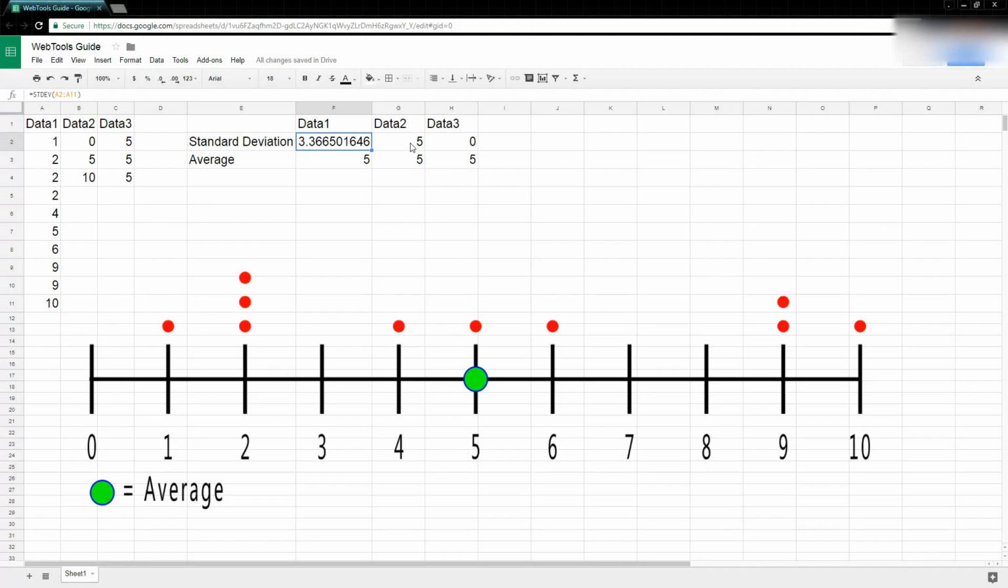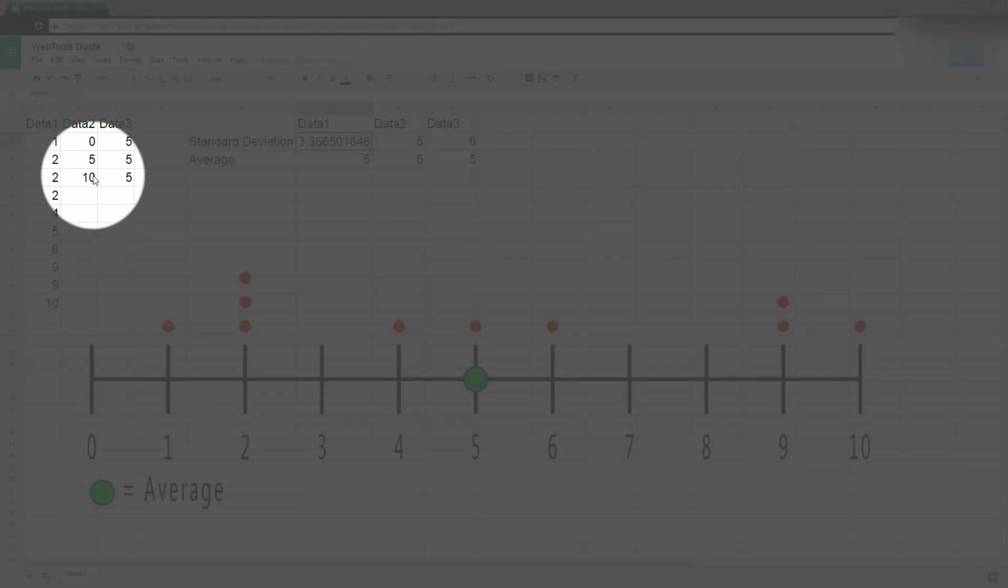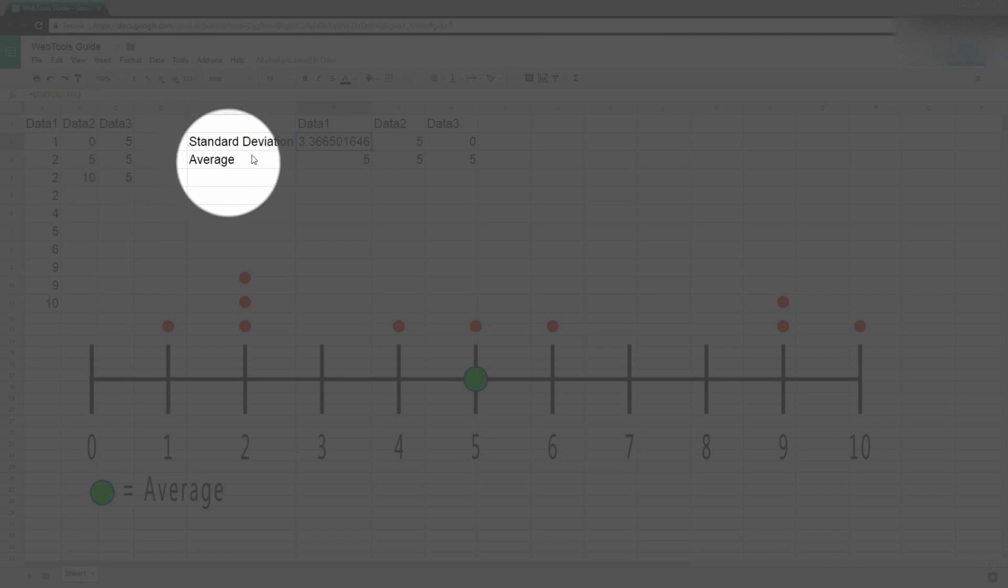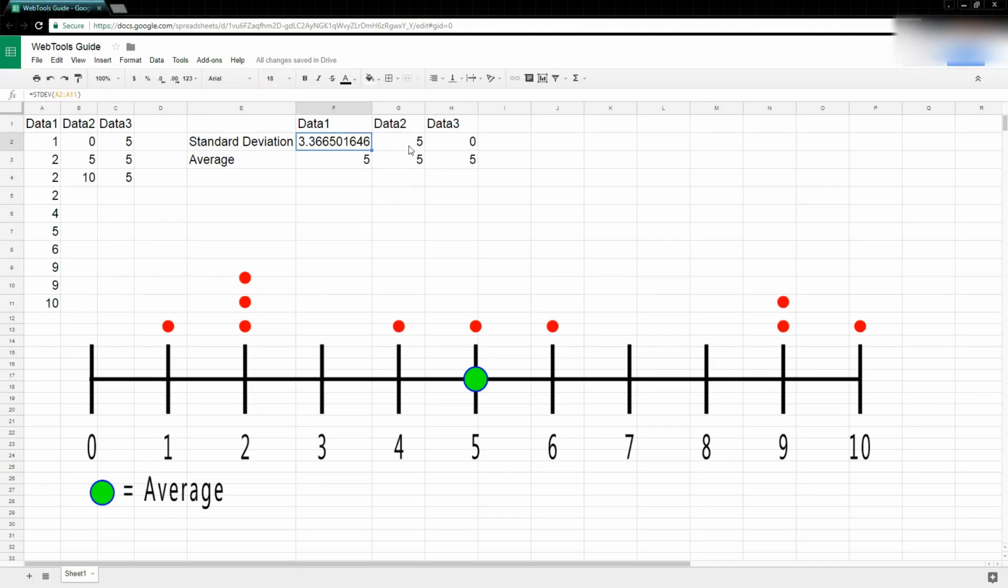Data set 2, again, the average is 5, and the standard deviation is 5. So on average, each of the data points deviates by 5, which, if we look at our data set, is pretty true. Because the average is 5, we have a 10 and a 0, which are both 5 away from our average, and then we have a 5. So it's not going to tell you exactly, but again, it's an average, because it can't tell you the deviation for every single data point.